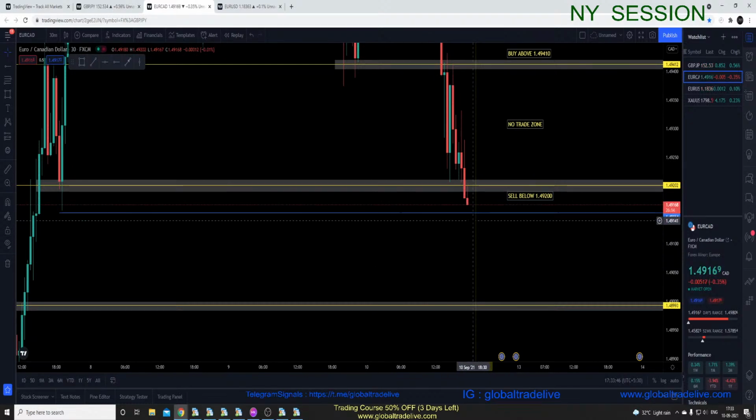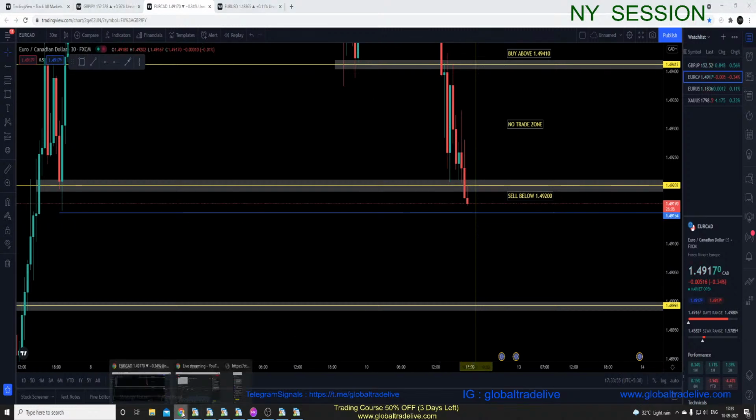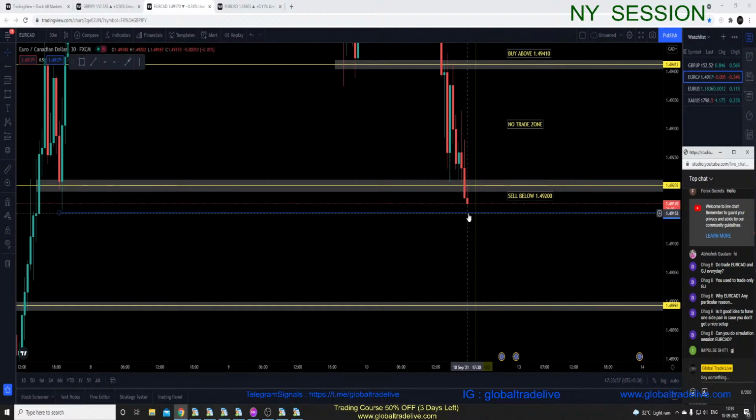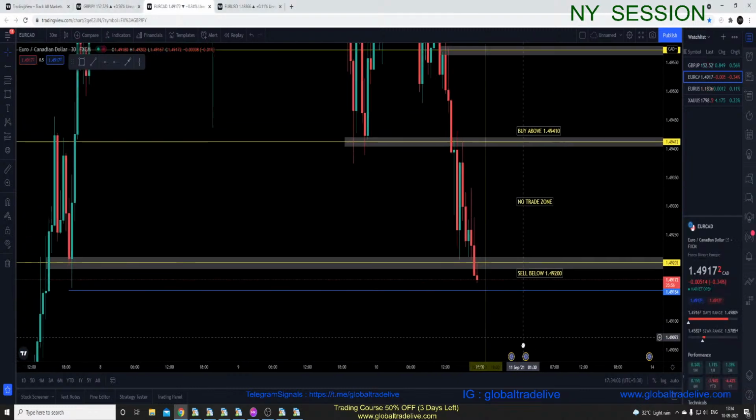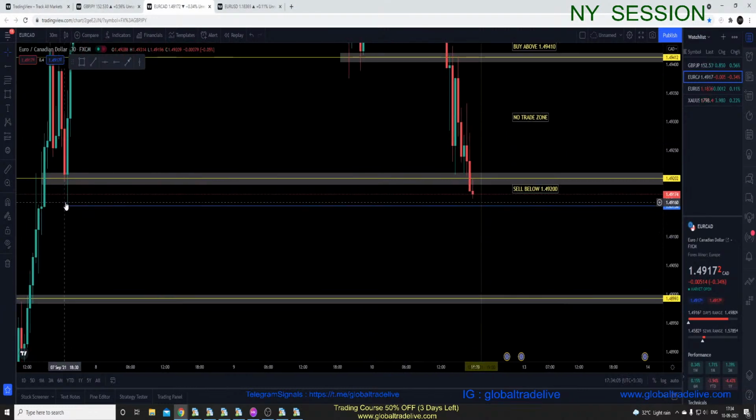Okay, EuroCAD is pushing down here. So in case it breaks this low, I think at that point we should be selling EuroCAD, because with the NY volume push, it can really push down. The way it's moving, it has to fill this symmetry and it's coming down. So I think that will be a good opportunity to take.